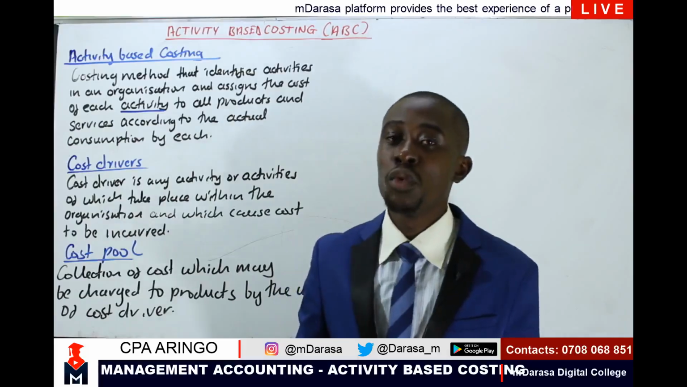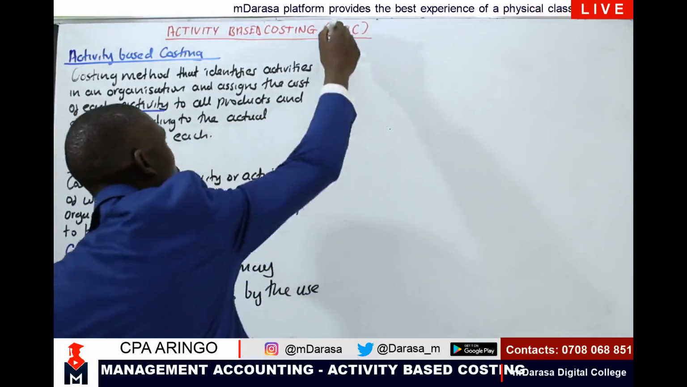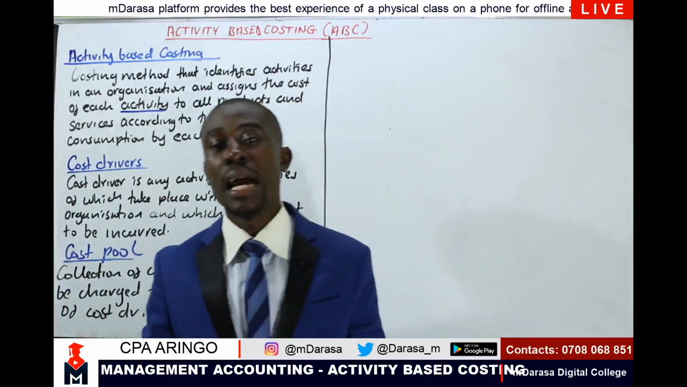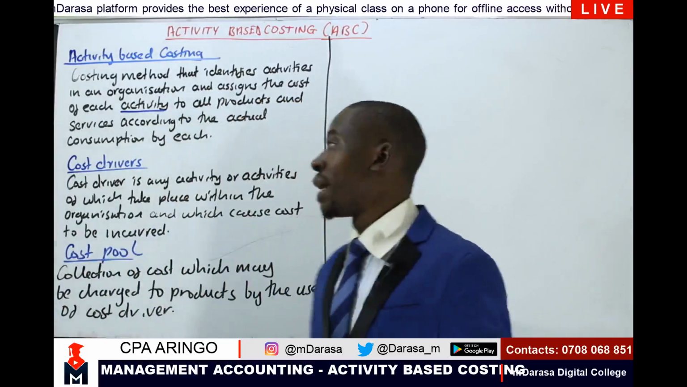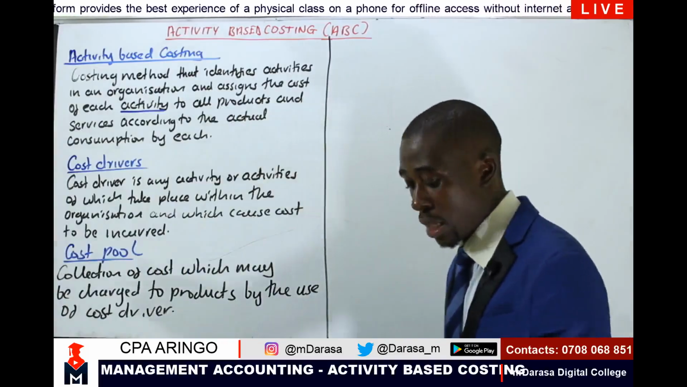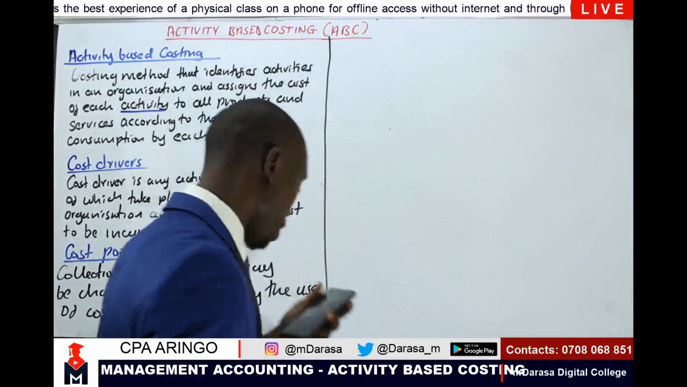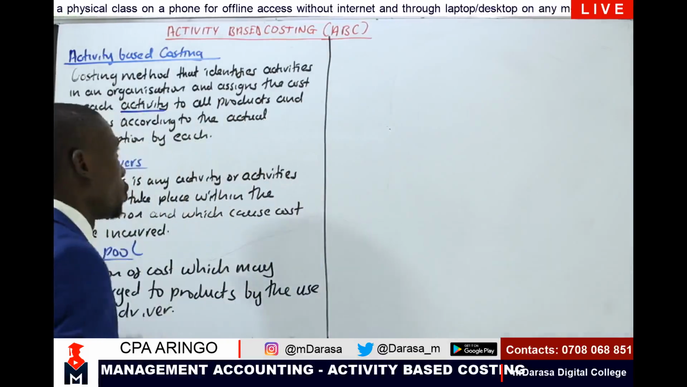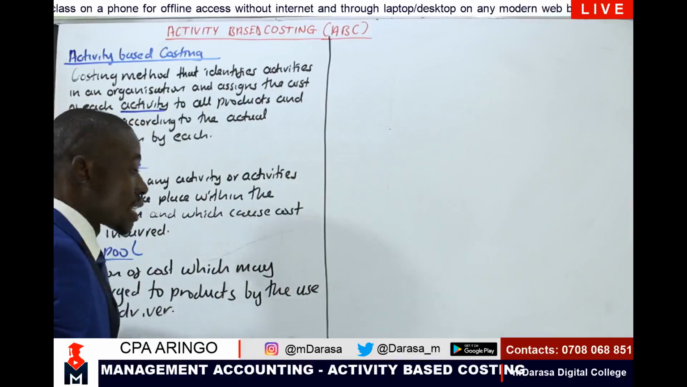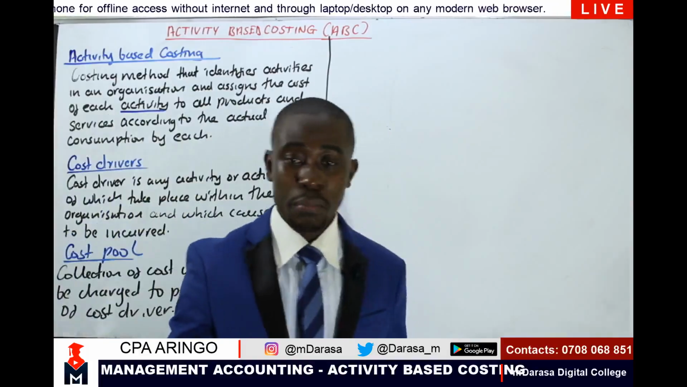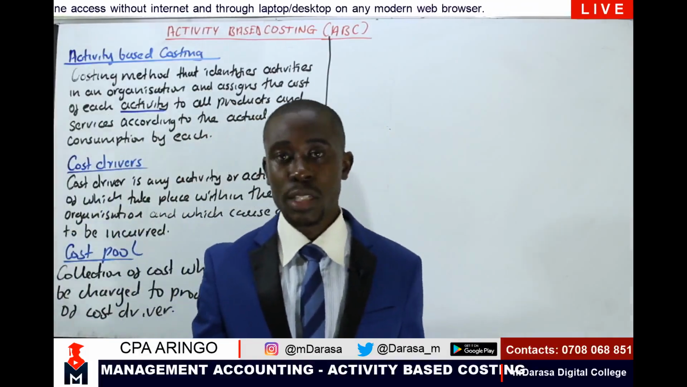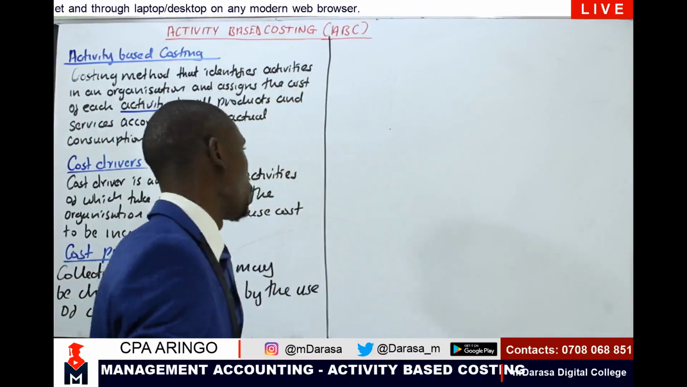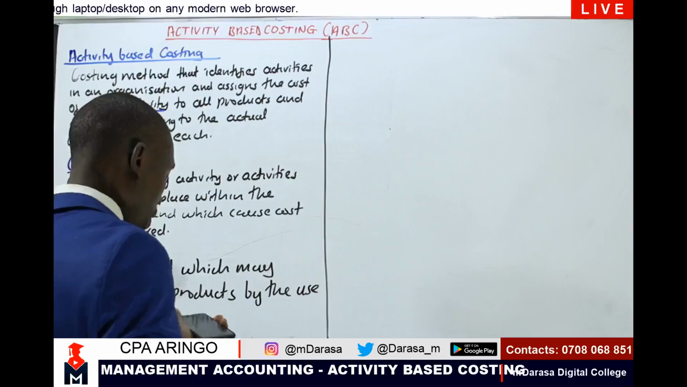But before we look at any illustration question, there are some key elements that you must always have in mind whenever we are dealing with activity-based costing. Say, for example, if you're asked about the steps of ABC, what are some of the steps that we need to follow for us to prepare our activity-based costing statement?